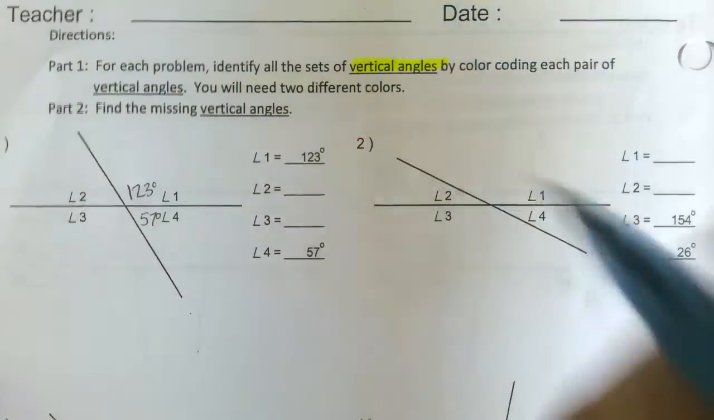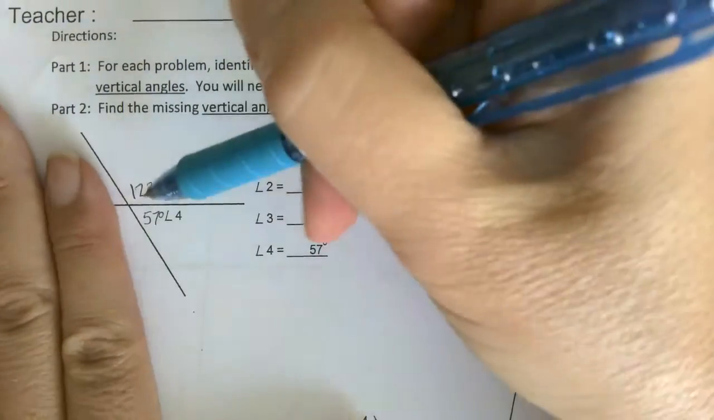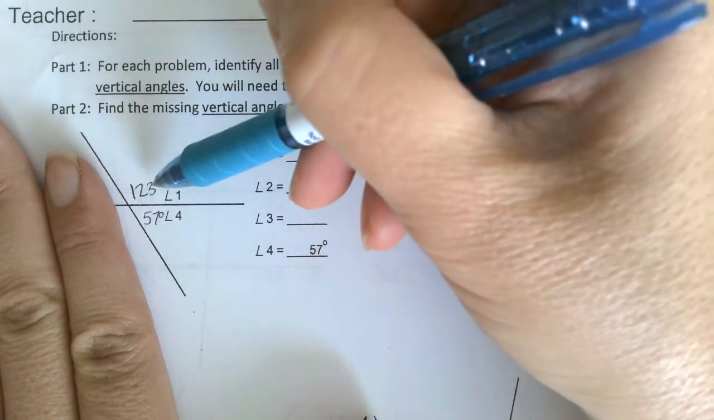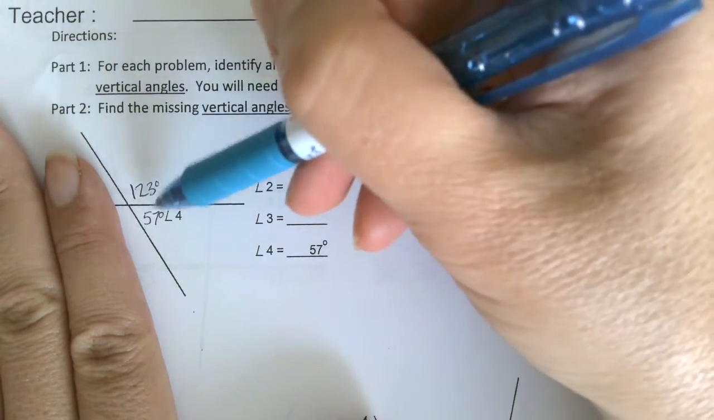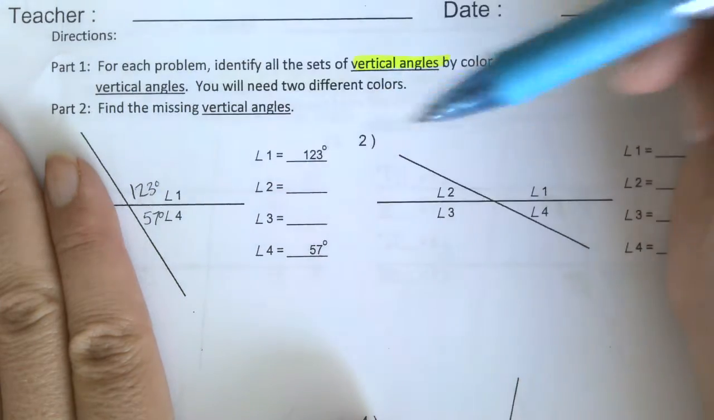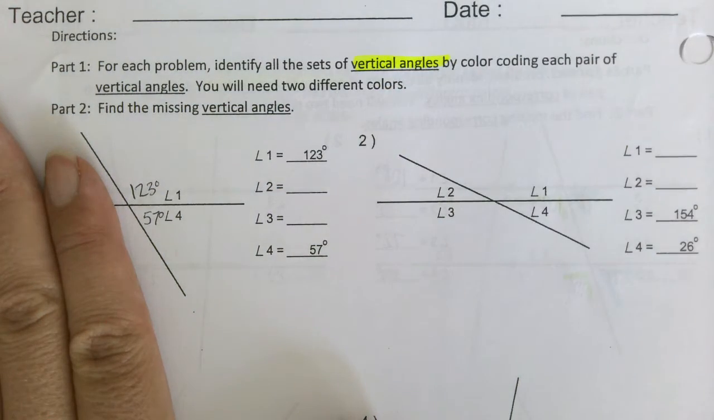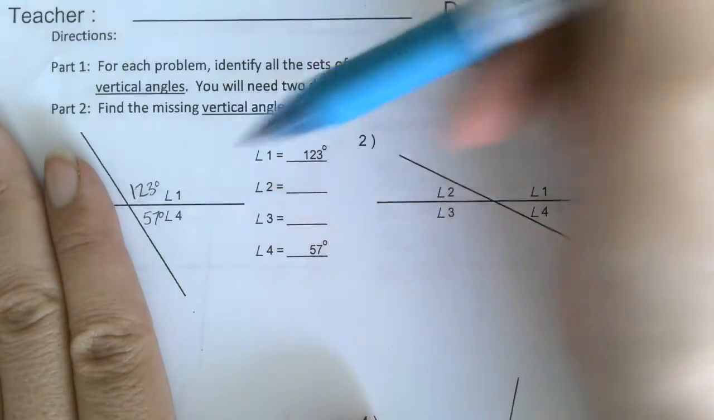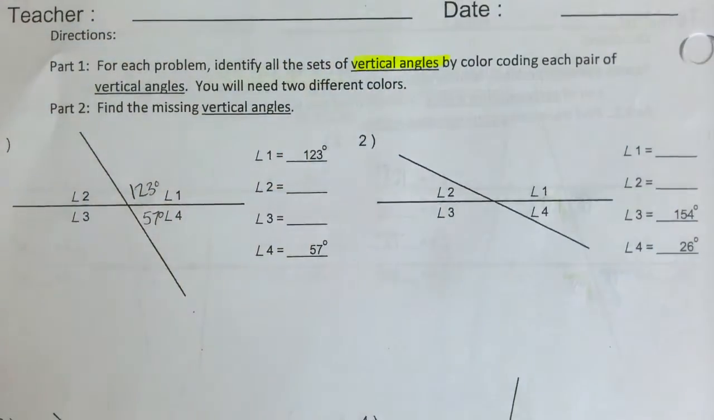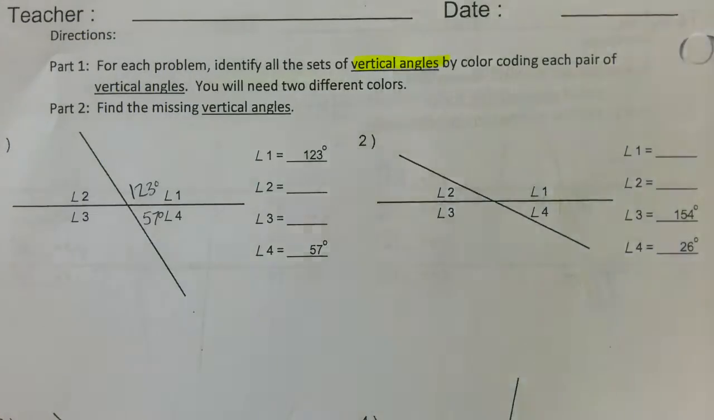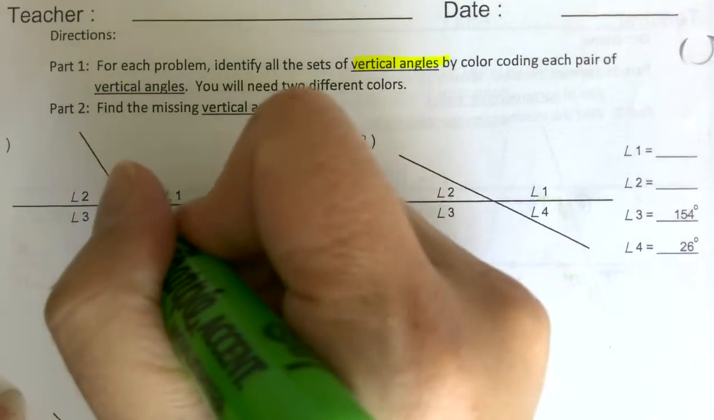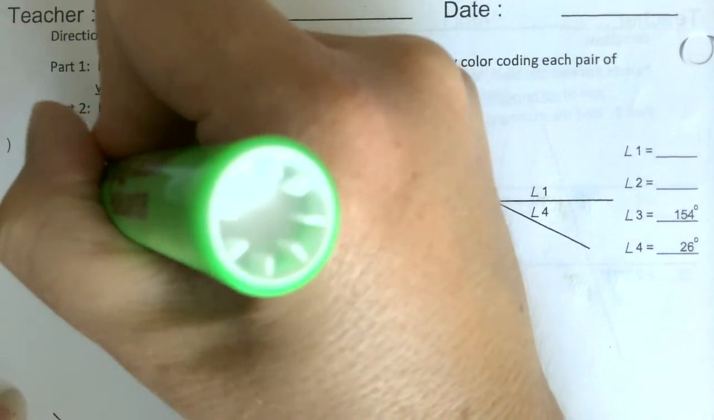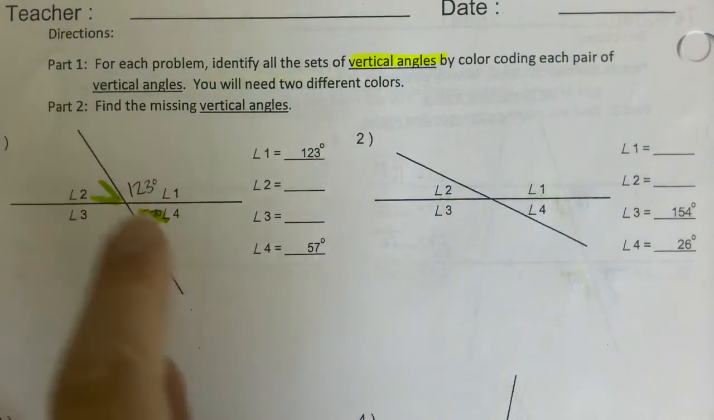Now, just to think about this, if I add these two up, what should they add up to? 123 plus 57. Well, 7 and 3 is 10 carried over. That's 180 degrees. Shouldn't they always add up to 180 on a line? So this is a linear pair, and they are supplementary. Okay, so that's not the vertical angle part, though. The vertical angles are here, this angle, and this angle. Those are your vertical angles, or opposite angles.